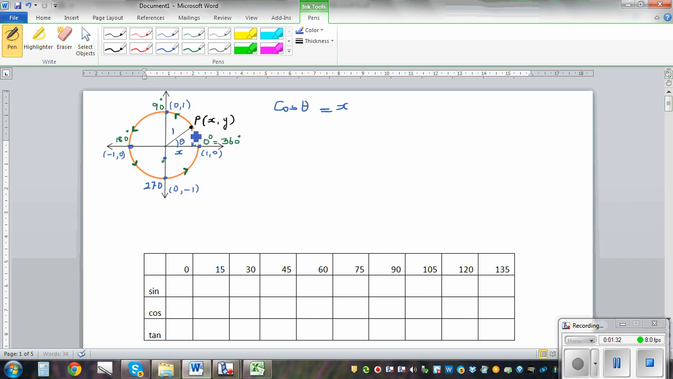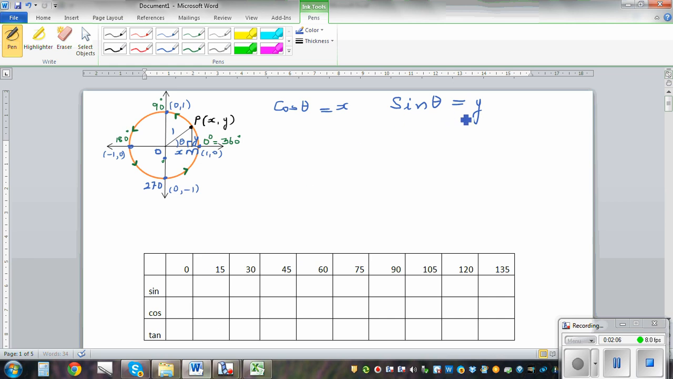And by using SOHCAHTOA, and these are definitions, sine is opposite over hypotenuse. So the opposite for this triangle, so this is triangle OMP. In triangle OMP, M is a right angle, and so we can say sine theta is equal to y. So this is something that you can say from the unit circle.